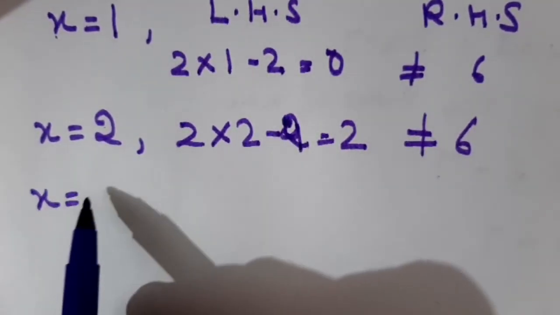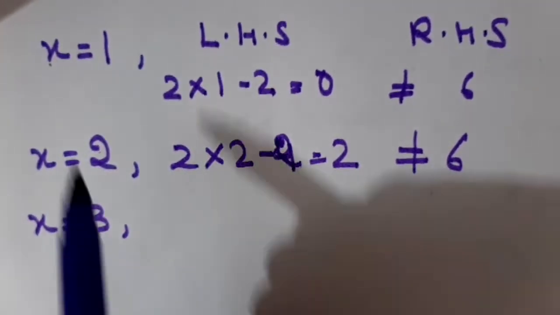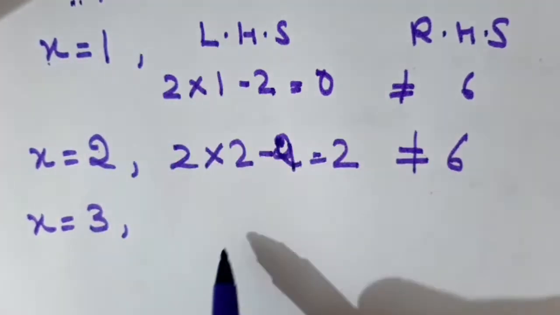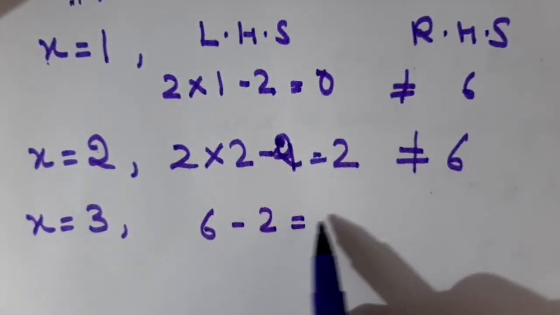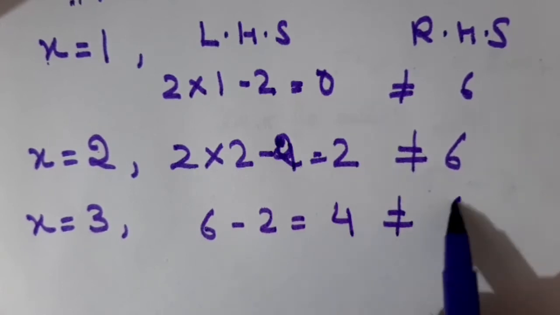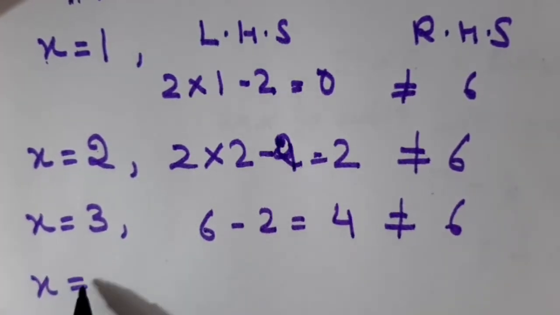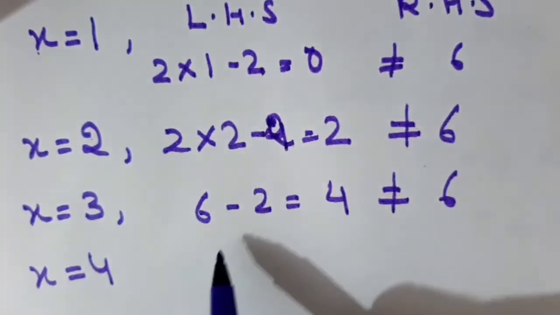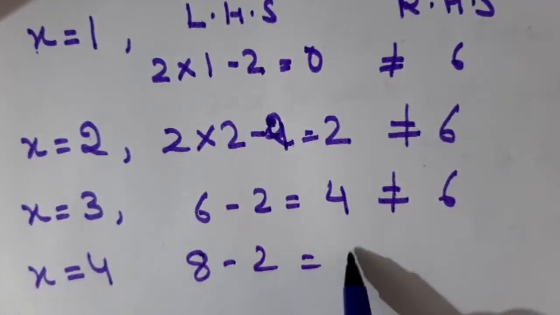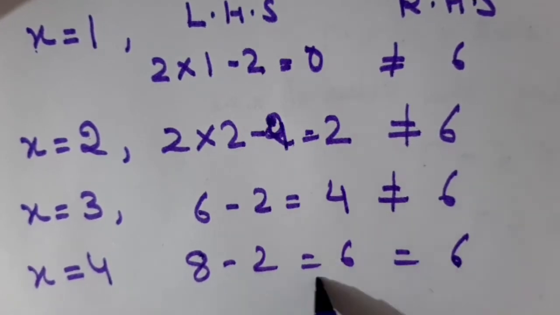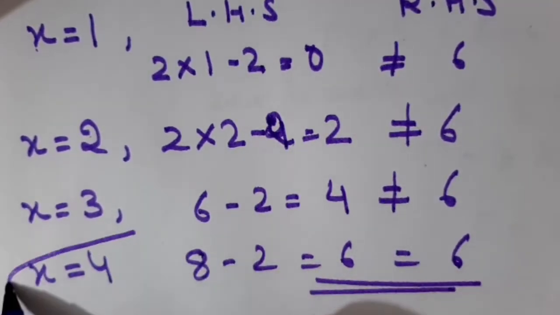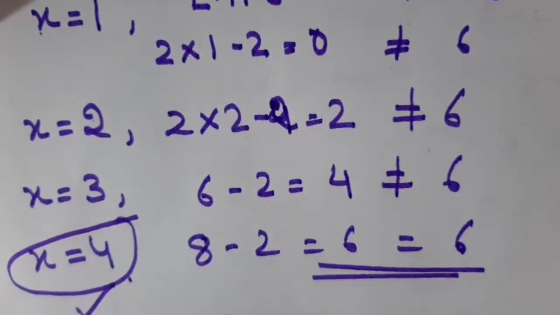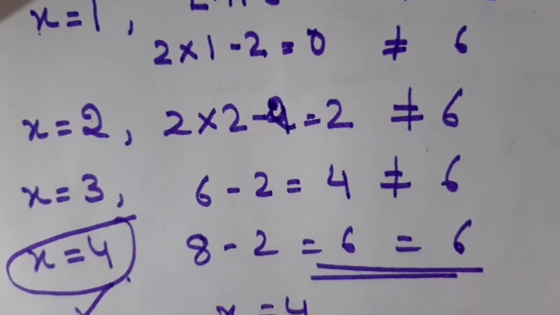Now come to x equal to 3. So now I'll put the value of x as 3. So 3 2s are 6. 6 minus 2 is 4. Again, which is not equal to 6. Now I'll put the value of x as 4. Now here 2 4s are 8 and 8 minus 2 is 6. Yes, my RHS is also 6. So x equal to 4 is satisfying this equation. So the value of x is 4.